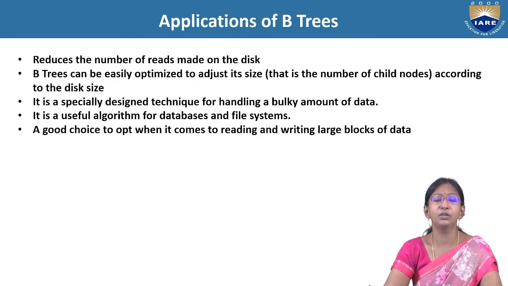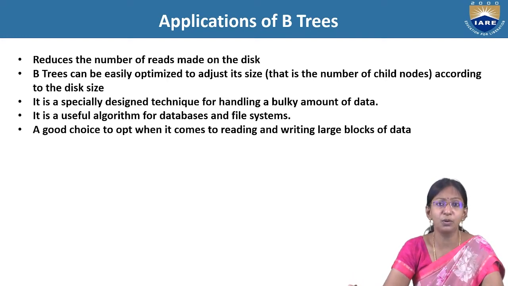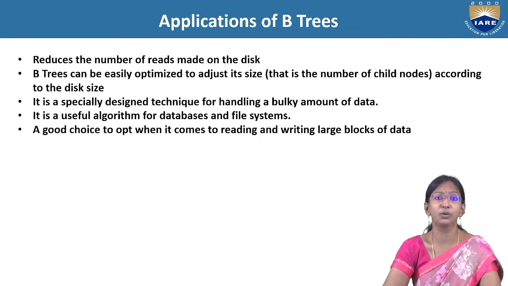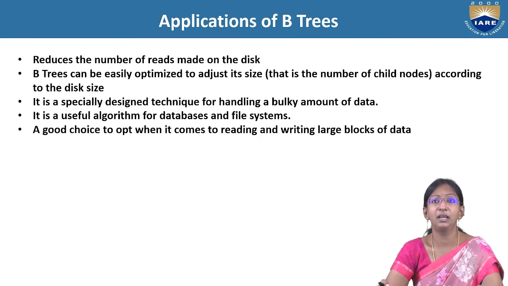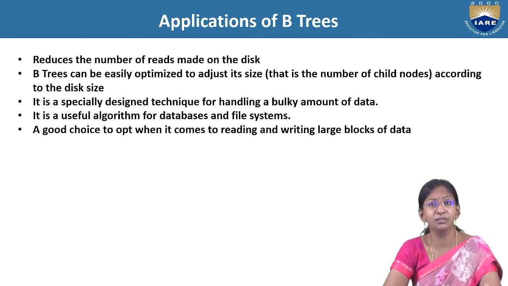Let's have a look into the applications of B trees, where we use these B trees. They reduce the reads made on the disk; the amount of time required to read is reduced when we store the data in B trees. They can easily be optimized to adjust in size, and there are design techniques for handling a bulk amount of data. As all the leaf nodes are found at the same level, searching is quite easy when compared to the remaining trees like binary search trees and binary trees.